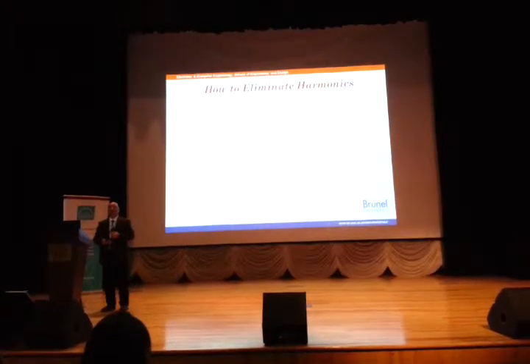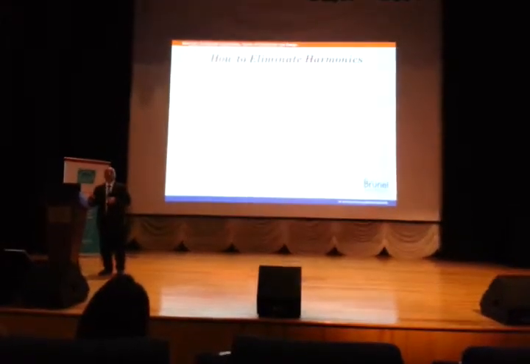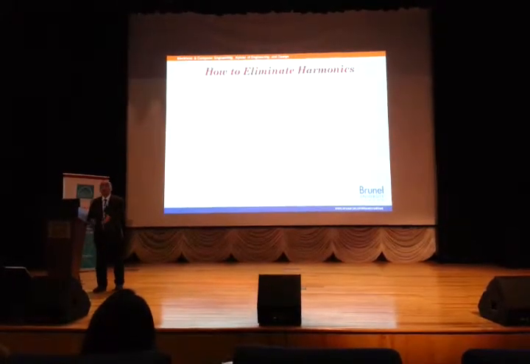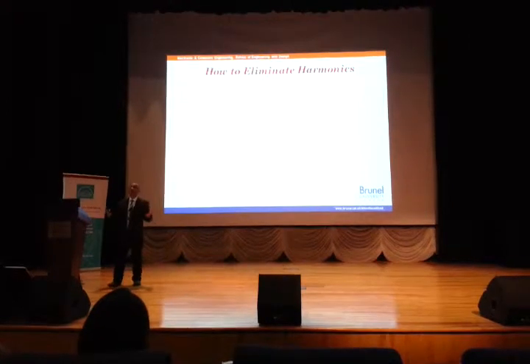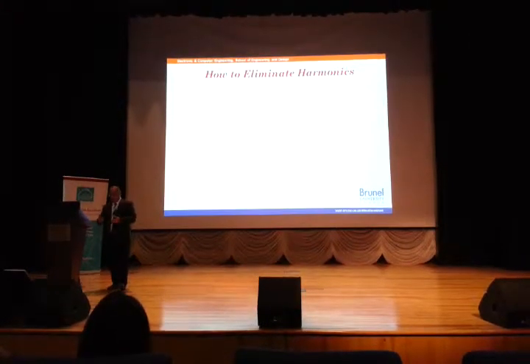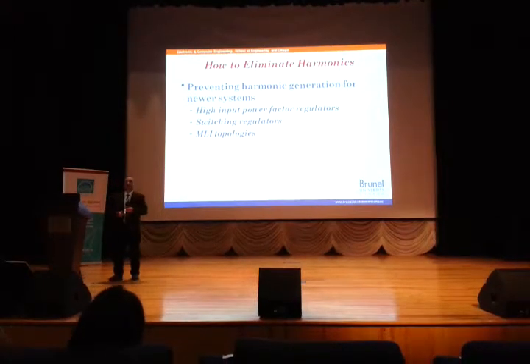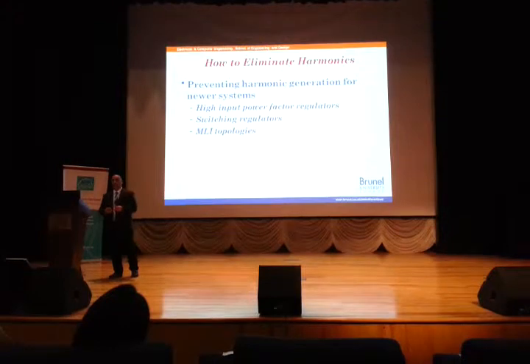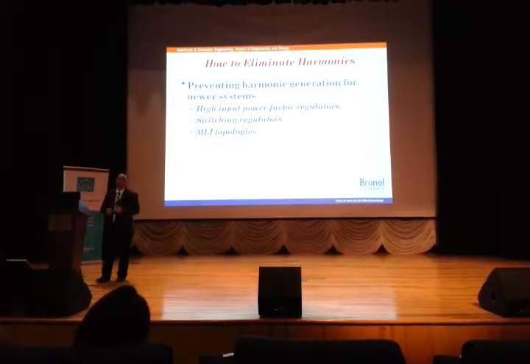Now, the key question: we know that there's a power quality problem which is caused by renewable energy, but how do we improve it, or how do we eliminate the harmonics? How do we cancel the harmonics? What do we do? An obvious approach is preventing the harmonics from happening in the first place, i.e. stop the harmonics happening completely. There are so many ways of doing that.